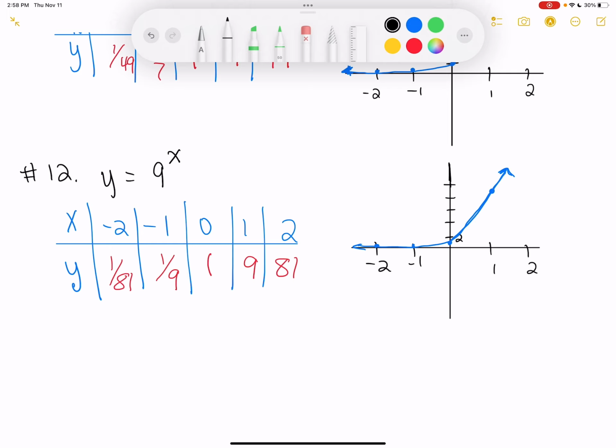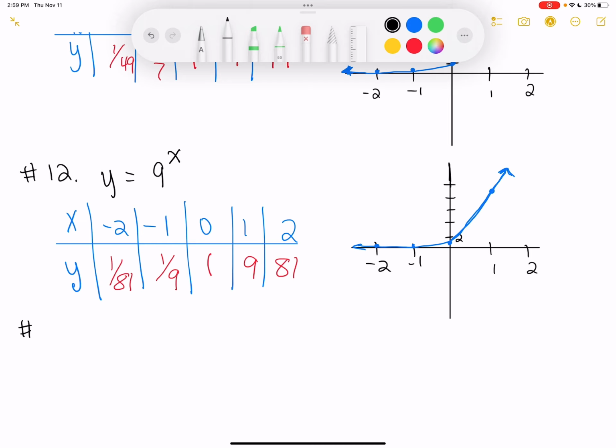All right, so 13 through 16 are decimals, and I'm not expecting you to know what 4.3 squared is, so I'm not gonna make you do the decimal ones. We are gonna do the fraction ones because they're really not that bad, again, because it's just squaring stuff.